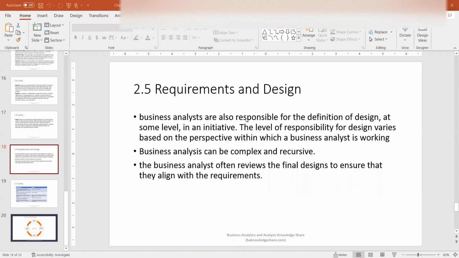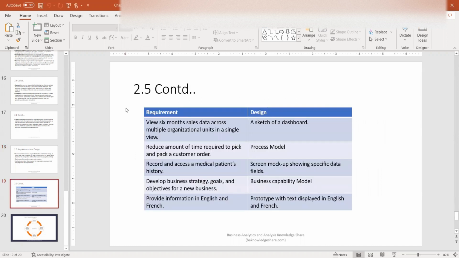Business analysis can be complex and recursive, and the business analyst often reviews the final designs to ensure that they align with the requirements. Let me give a couple of examples of requirements and design and, within the perspective, what each means. A requirement could be: view 6 months of sales data across multiple organizational units in a single view. The design part of it would be a sketch of a dashboard. Second example is: reduce the amount of time required to pick and pack a customer order. The design could be a process model.